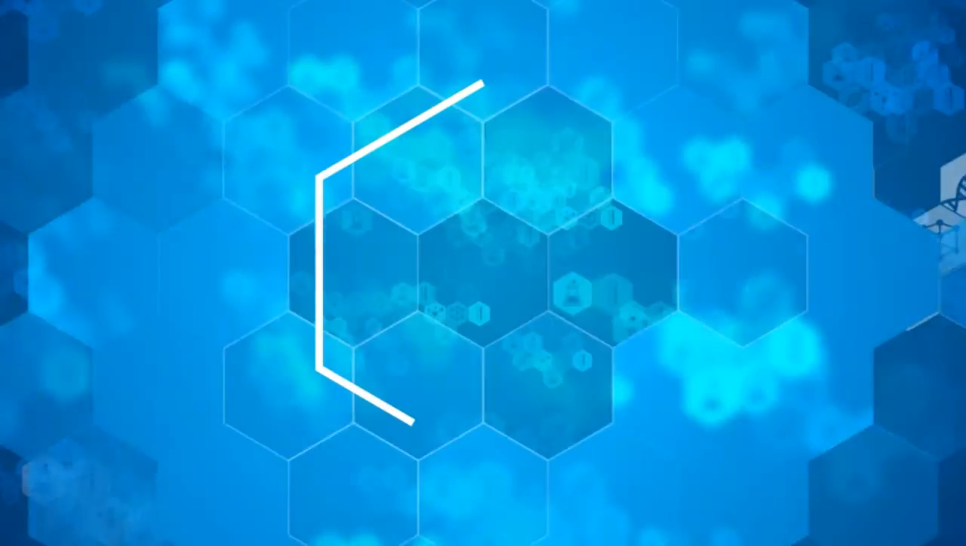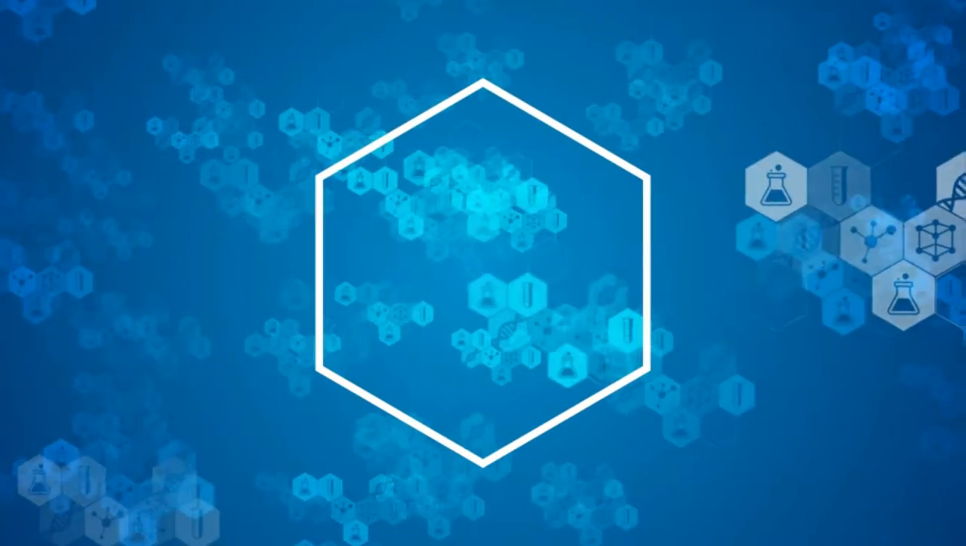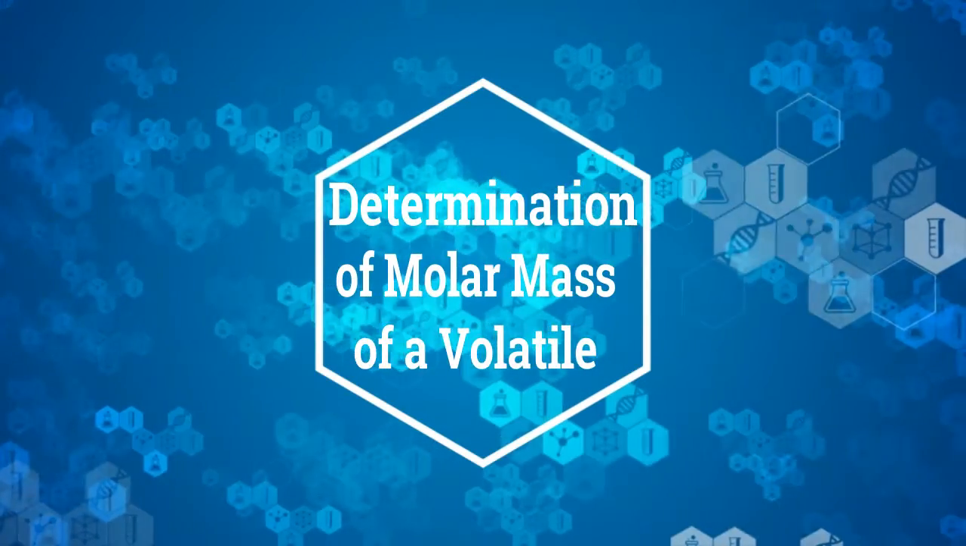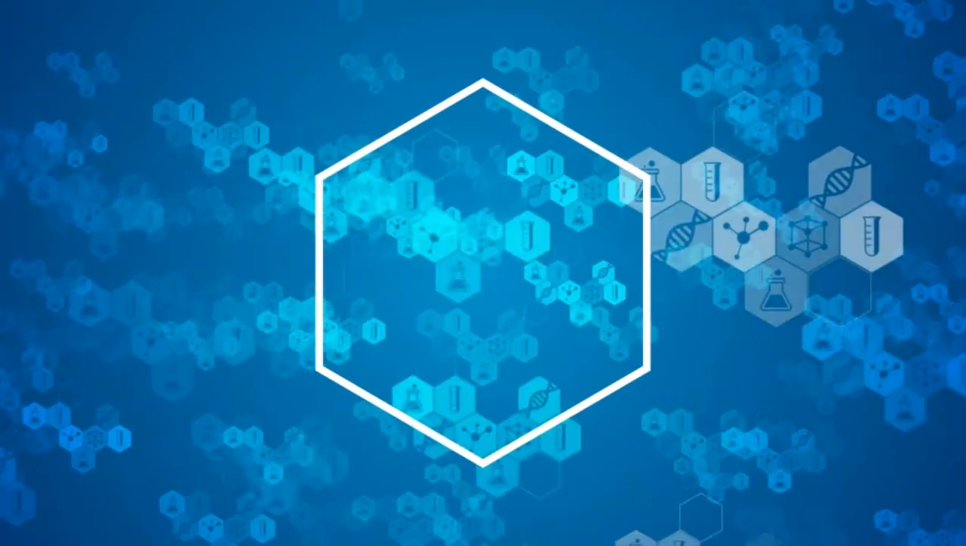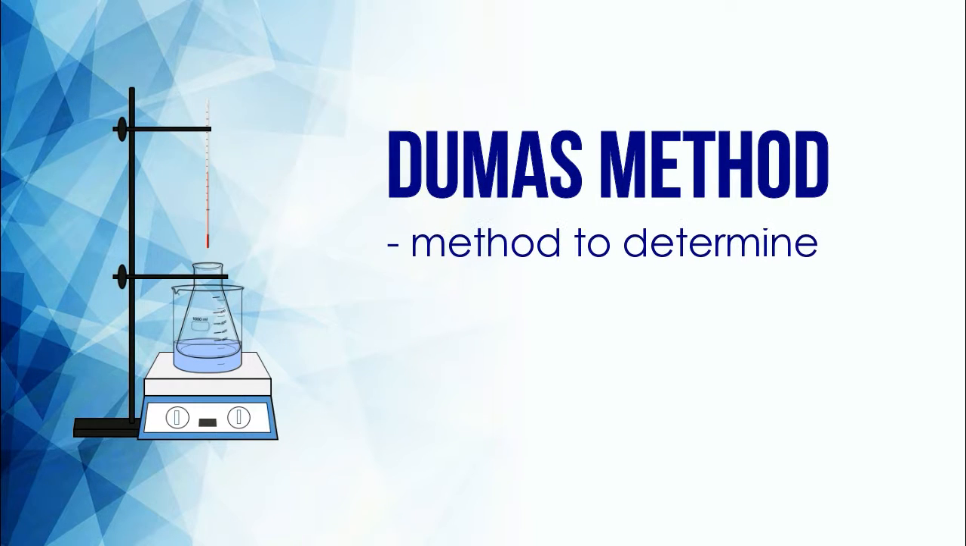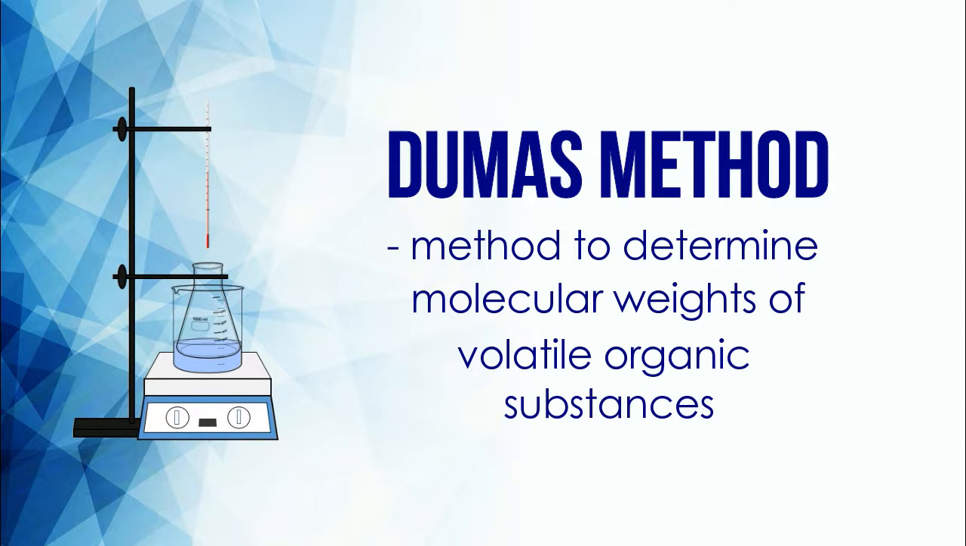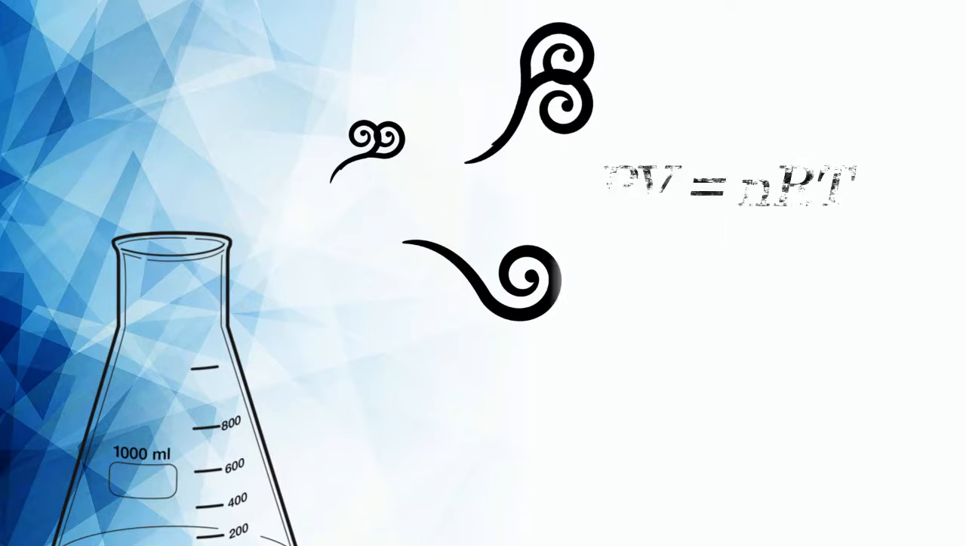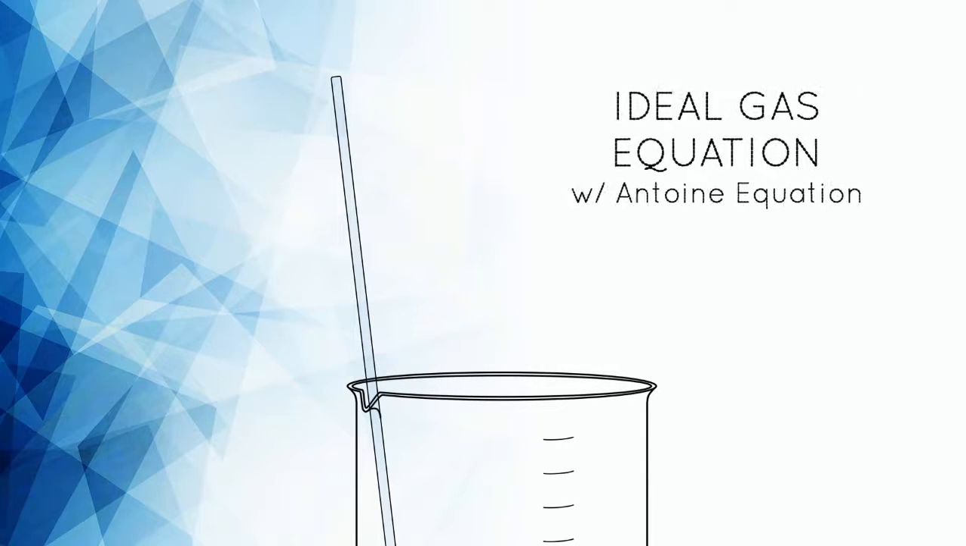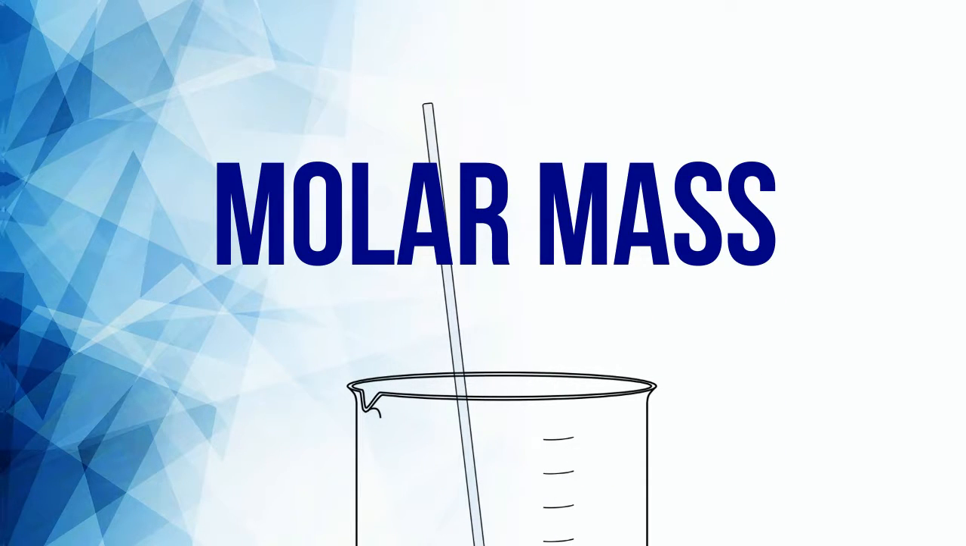Hello and welcome. Today, we are going to do an experiment entitled, Determination of Molar Mass of a Volatile Liquid by Vapor Density Method. Vapor Density Method, or Dumas Method, is an appropriate method to determine molecular weights of volatile organic substances that are liquids at room temperature. Dumas method assumes that the gas behaves ideally. Incorporating the Dumas method with the ideal gas law equation along with the equation of Antoine, the molar mass of a volatile liquid can be determined.